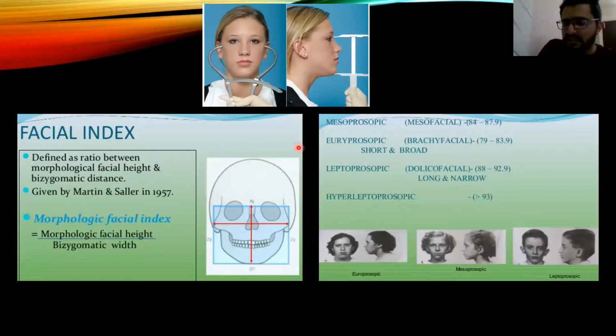So what is in the numerator? Height. Width is in the denominator. So if your height is increasing, it is directly proportional to your facial index value. If your width is increasing, facial index is inversely proportional. So there is a difference in the values you can go through later. Just remember these 2 points, it's reverse of each other.